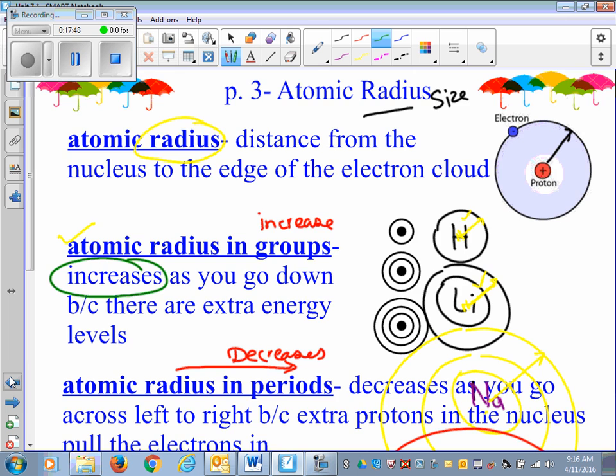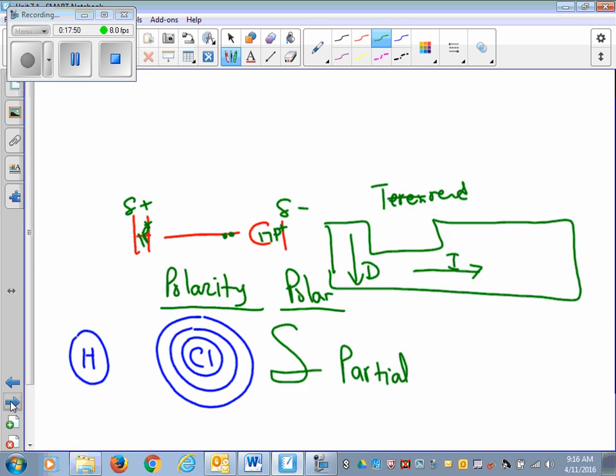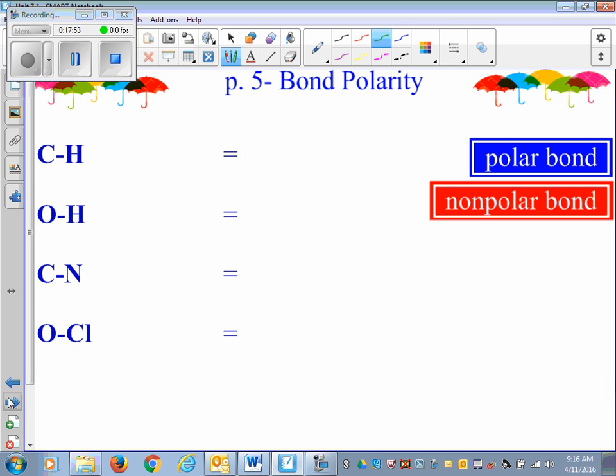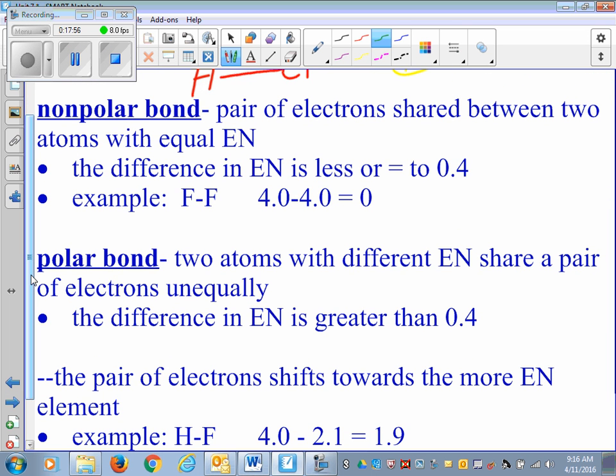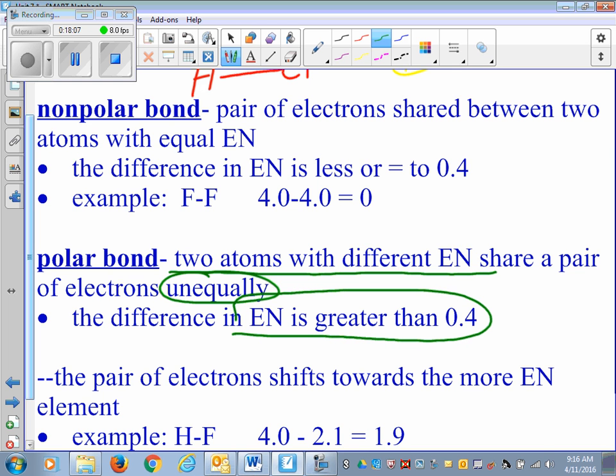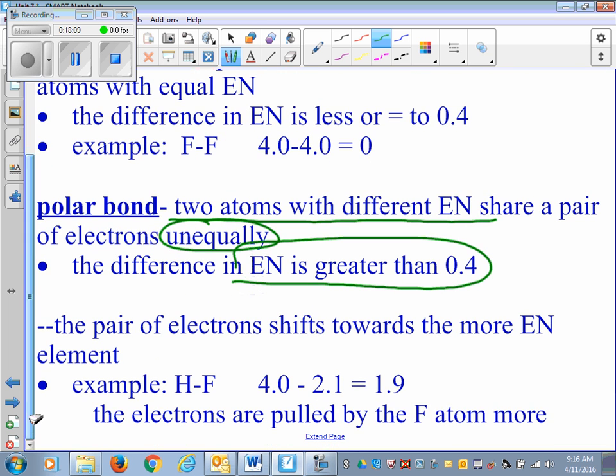Let's go back to that one. Bond polarity. So polar bonds: 2 atoms with different electronegativity share a pair of electrons unequally, because electrons are leaning on one atom compared to the other. The difference in electronegativity is greater than 0.4, which, I just told you, is 0.5 and above. Fluorine is the most electronegative element on the periodic table. Whenever any element is making a bond with fluorine, 99% of the time it is polar, because fluorine has a lot of power to pull the electrons over.